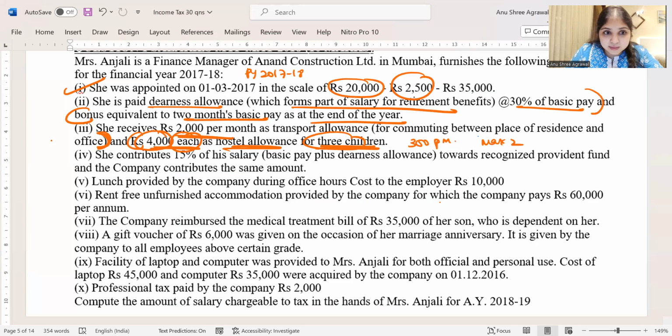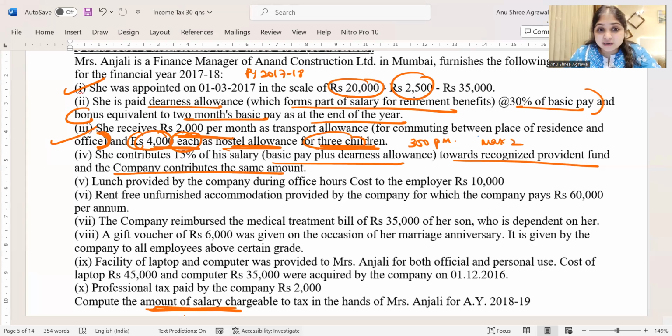Now look at the next adjustment. She contributes 15% of salary, basic plus DA towards RPF, and company also contributes the same amount. See, they're not asking us to calculate total income and all. They're only asking us to calculate taxable salary. So here they're talking about, in this adjustment, her contribution also, her employer's contribution also. Tell me, will I even consider her contribution? Where will her contribution go? Her own contribution will go to chapter 6A, right? But am I going to do chapter 6A calculation here? No, because only taxable salary they're asking, not total income. So own contribution, I will not bother about in this question.